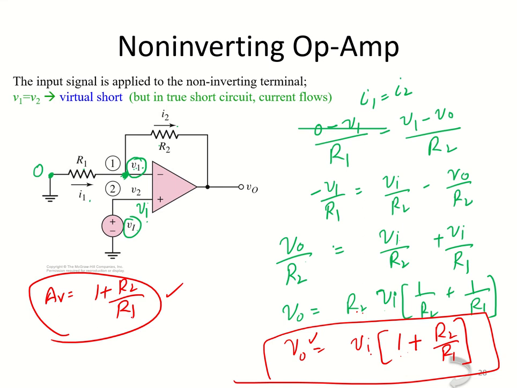If you see here, there is no negative sign. So for example, if you supply an input voltage of 1 volt here, and let's say the gain is 5, now you will get an in-phase output. Both input and output will be in phase. So this is called a non-inverting amplifier.